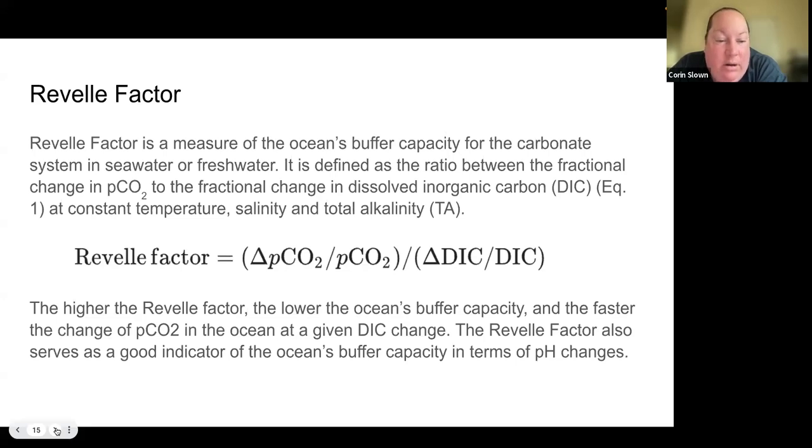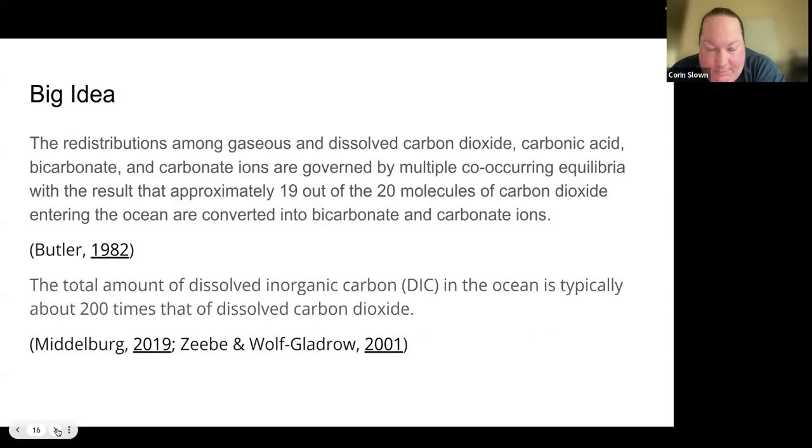So the higher the Revelle factor, the lower the ocean's buffer capacity, the faster the change of the partial pressure of carbon dioxide in the ocean at a given DIC. So this Revelle factor is also a really good indicator of how the ocean buffers relative to pH. So we're going to write a claim evidence reasoning statement about this big idea.